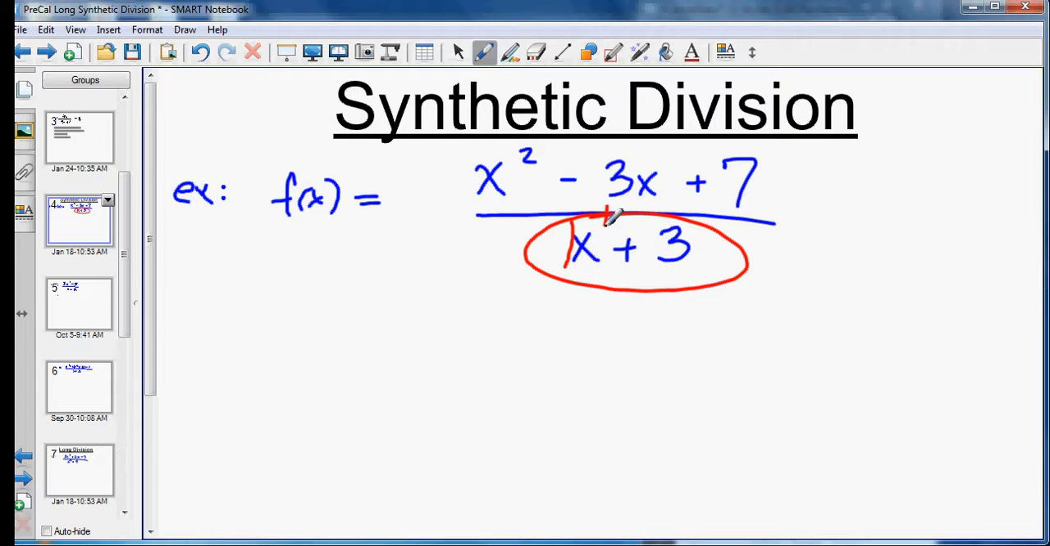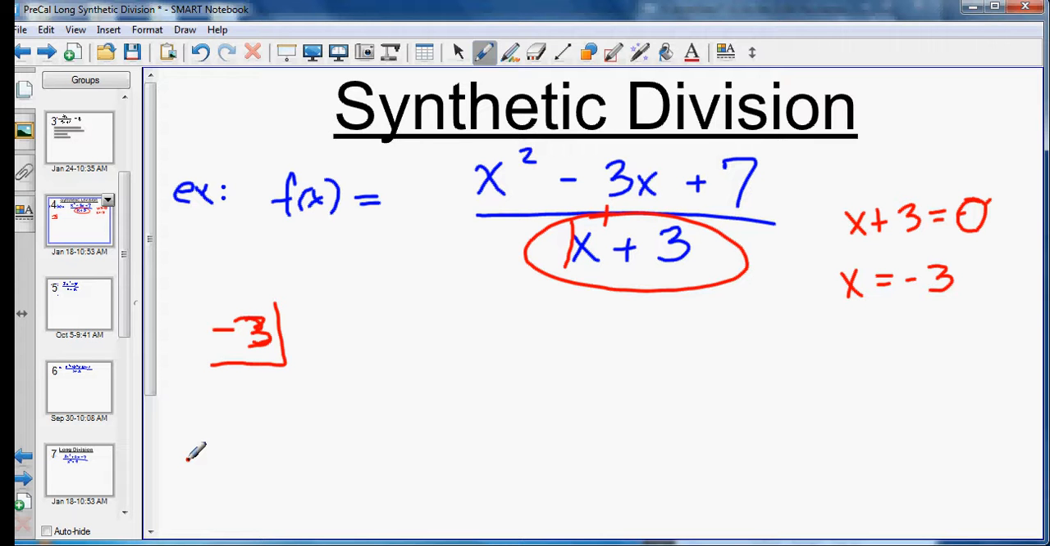Our next step, now that we know we can use it, is to figure out what will make the denominator equal 0. Subtract 3 from both sides and we get that x equals -3. So we put -3 over here and we put a little box around it. It just kind of helps us know it's separate from the rest of the stuff. So we got the number that would make the denominator 0, and we put that in this little box.